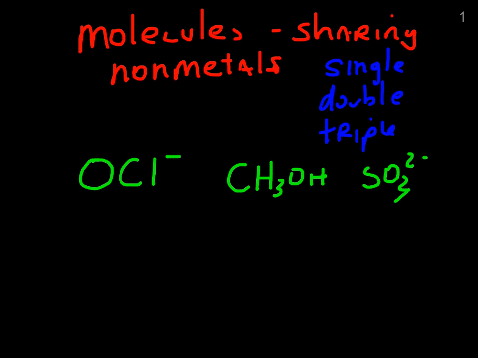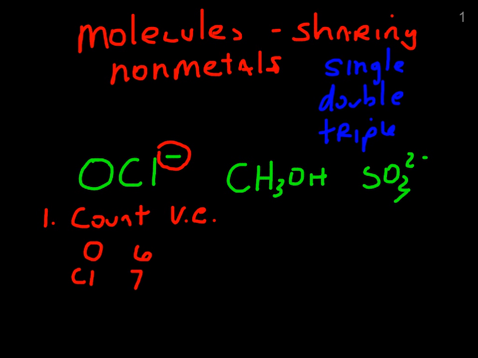Now, the first thing that you want to do is you want to count valence electrons. So I'm going to count all the valence electrons in each of those molecules. So if I'm doing the OCl minus, oxygen has 6 valence electrons. Chlorine has 7. And since it has that negative charge associated with it, I'm also going to add one more electron to its valence shell. So when I do that, I end up with 14 valence electrons. Now these are going to be the electrons that I'm going to use to build that molecule.